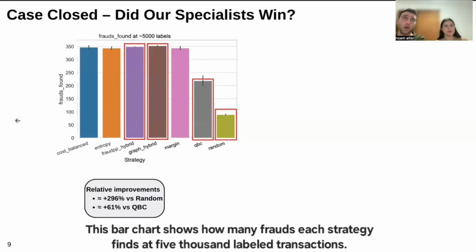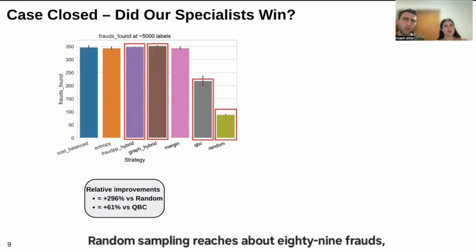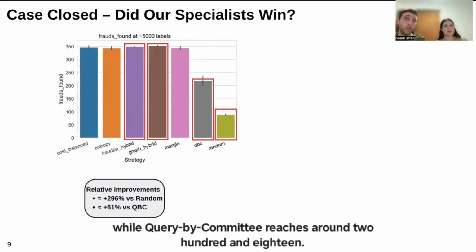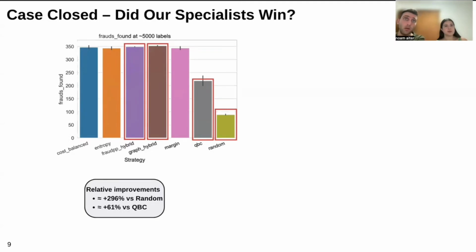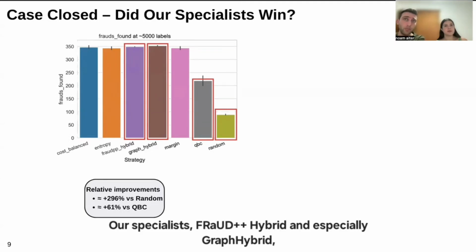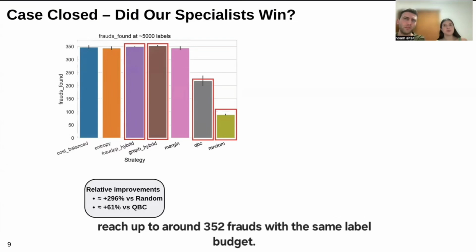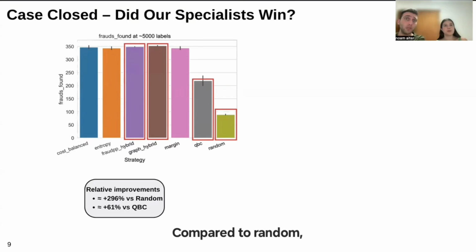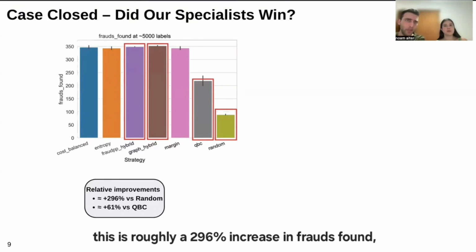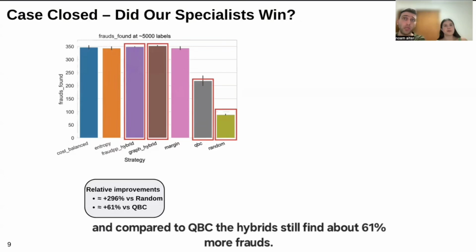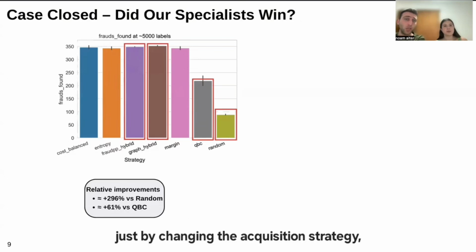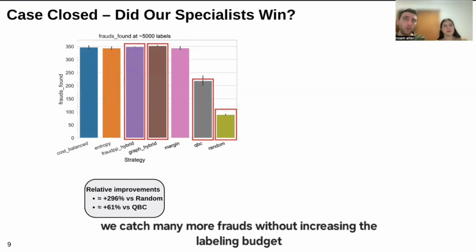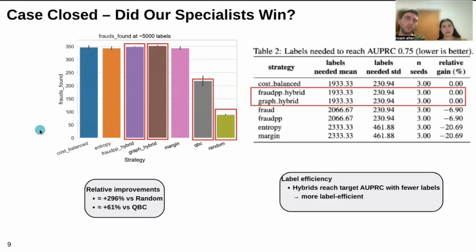This bar chart shows how many frauds each strategy finds at 5,000 labeled transactions. Random sampling reaches about 89 frauds, while query by committee reaches around 218 frauds. Our specialists, Fraud++ Hybrid and Graph Hybrid, reach up to around 352 frauds with the same label budget. Compared to random, this is roughly a 296% increase in fraud found, and compared to query by committee, the hybrid still finds about 61% more frauds. So just by changing the strategy, we catch many more frauds without increasing the labeling budget.